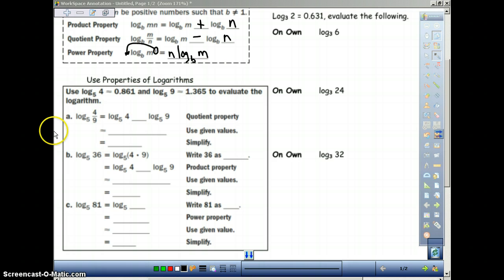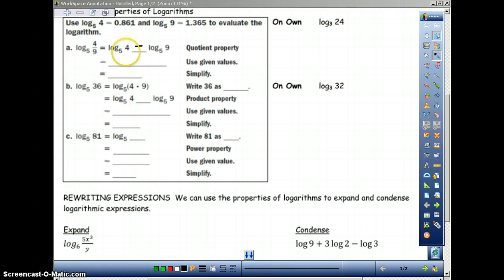Let's just start with something easy. We have the log base 5 of 4 over 9. Well, the property is just to subtract these. So that's what we're going to do. We know what the log base 5 of 4 is. It's 0.861. And then we're going to subtract what the log base 5 of 9 is, which is 1.365. That should be fairly simple, straightforward. Subtract that in a calculator, and we get negative 0.504.